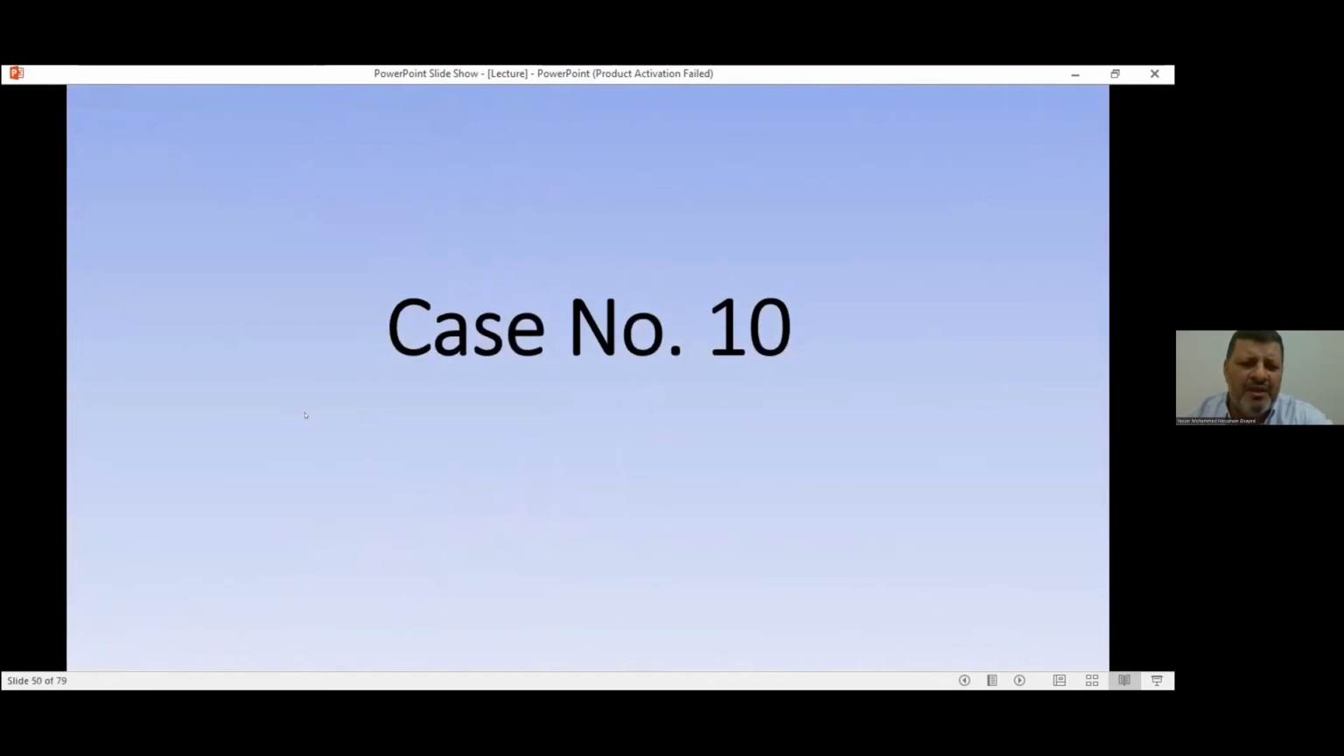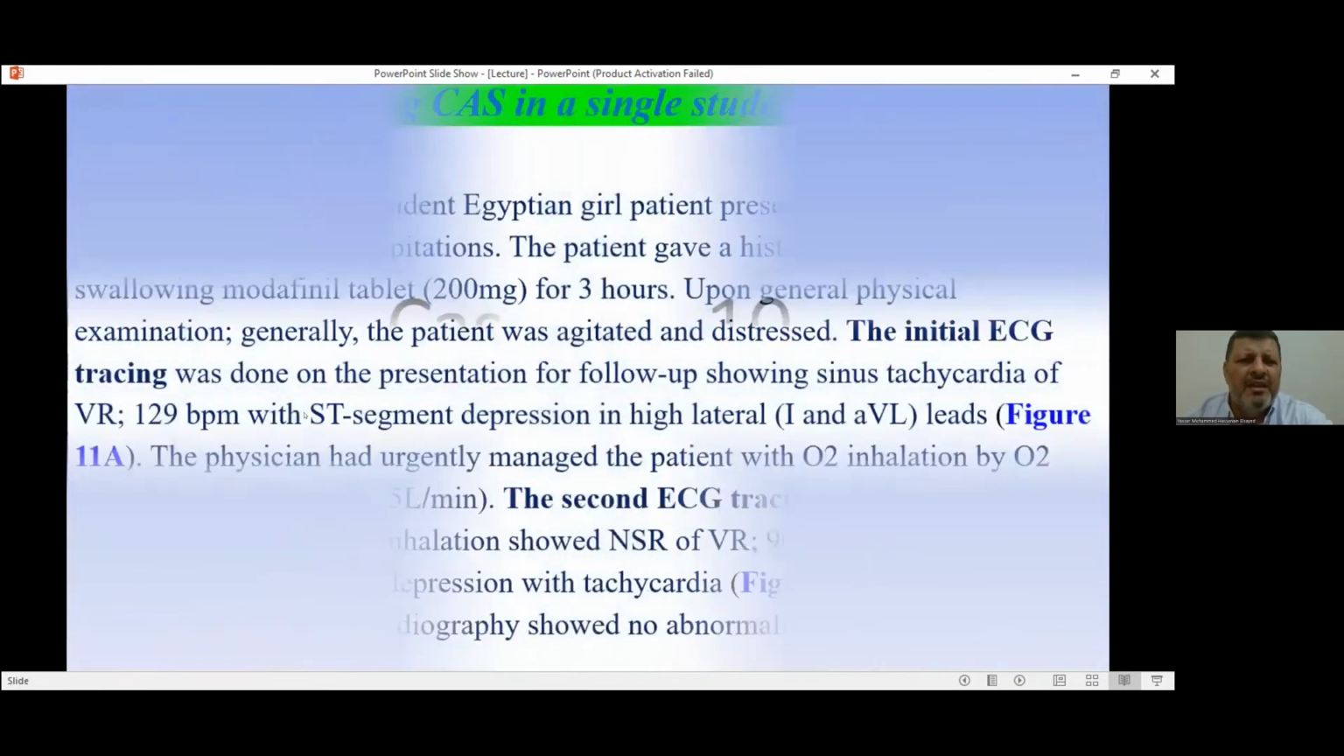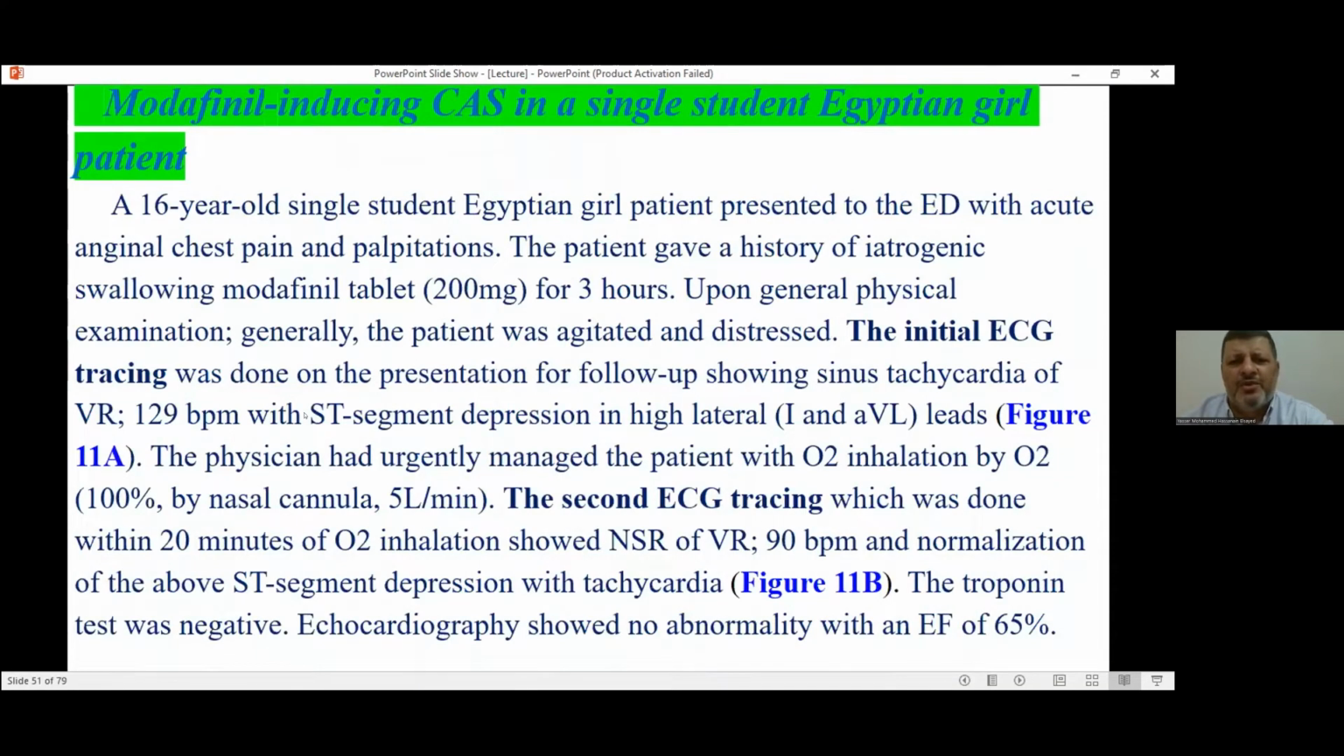Case number 10. Phenyl-inducing coronary artery spasm in a single student Egyptian girl, 16 years old, presented to the emergency department with acute chest pain and palpitation. The patient gave a history of iatrogenic swallowing of a phenyl tablet 3 hours earlier. Upon examination, this patient was agitated and stressed.